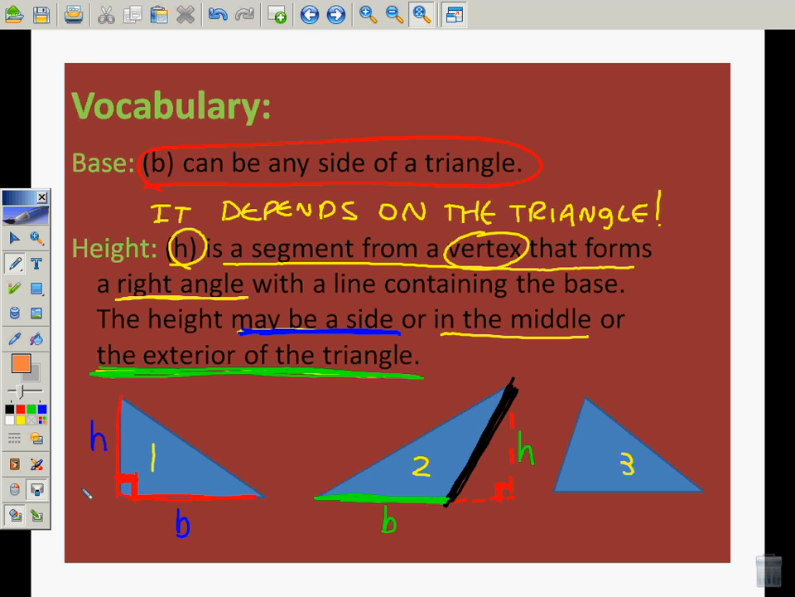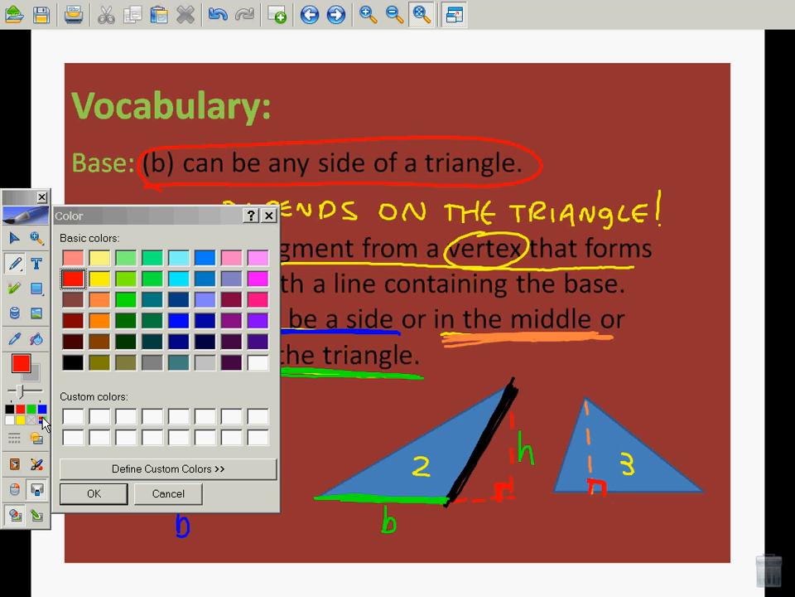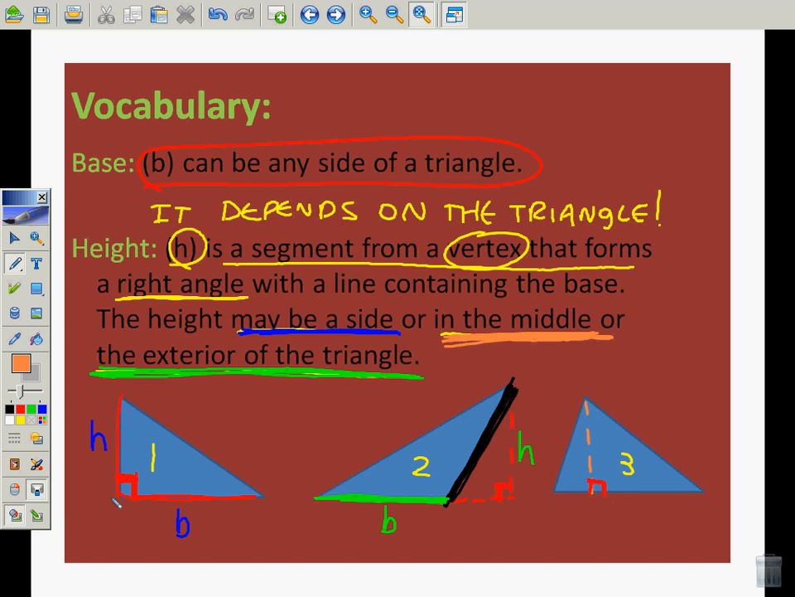It may be in the middle. Our height is going to be right here, because that's where I can draw my 90-degree angle. See? None of those angles are 90 degrees, but that one just happens to be. And so my height is this right here. And my base is this whole thing down here. You see how I did that?